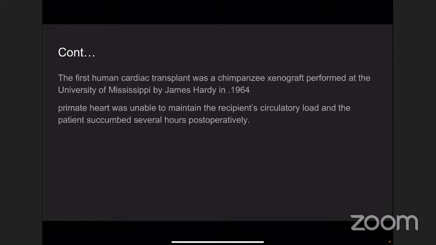The first human cardiac transplant was a chimpanzee xenograft performed at the University of Mississippi by James Hardy in 1964. The primate heart was unable to maintain the recipient's circulation and the patient died several hours postoperatively.